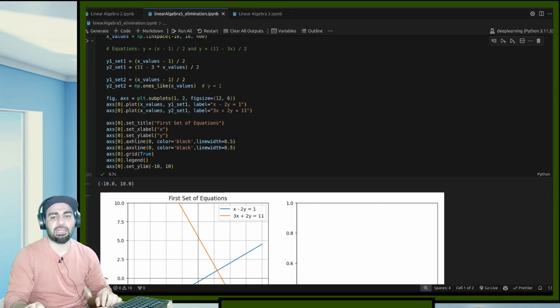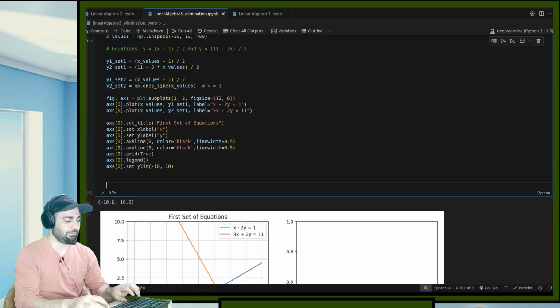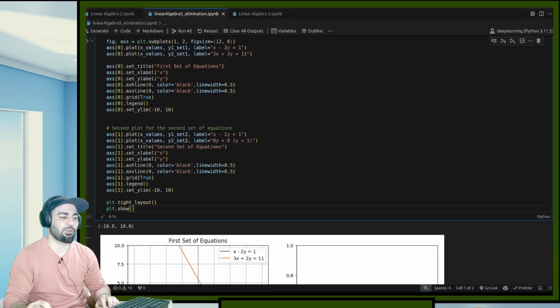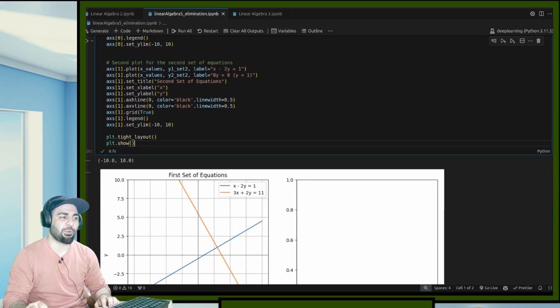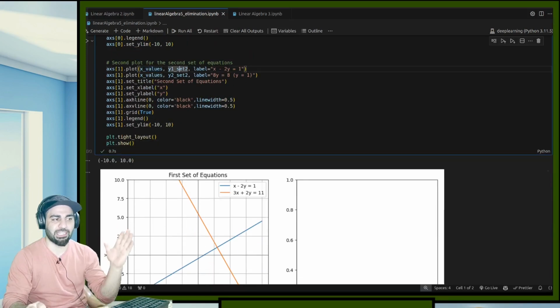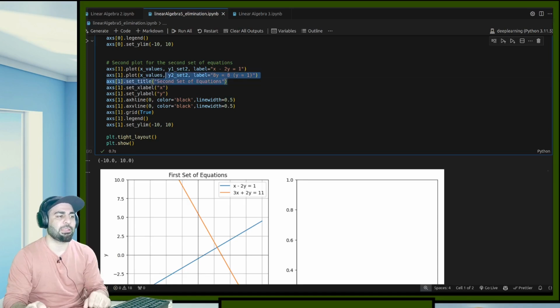Okay, and then I'll plot it again. Nothing major in plotting. So again, I'll copy the same code that we wrote over here. Now you can see the second plot is ax of 1. It will select this axis and it will say plot these x values, but this time this is set 2. Set 2 has this equation. Okay, x minus 2y is equal to 1, and the second equation was 8y is equal to 8. Now I put that y is equal to 1. So this is the second set of equations.